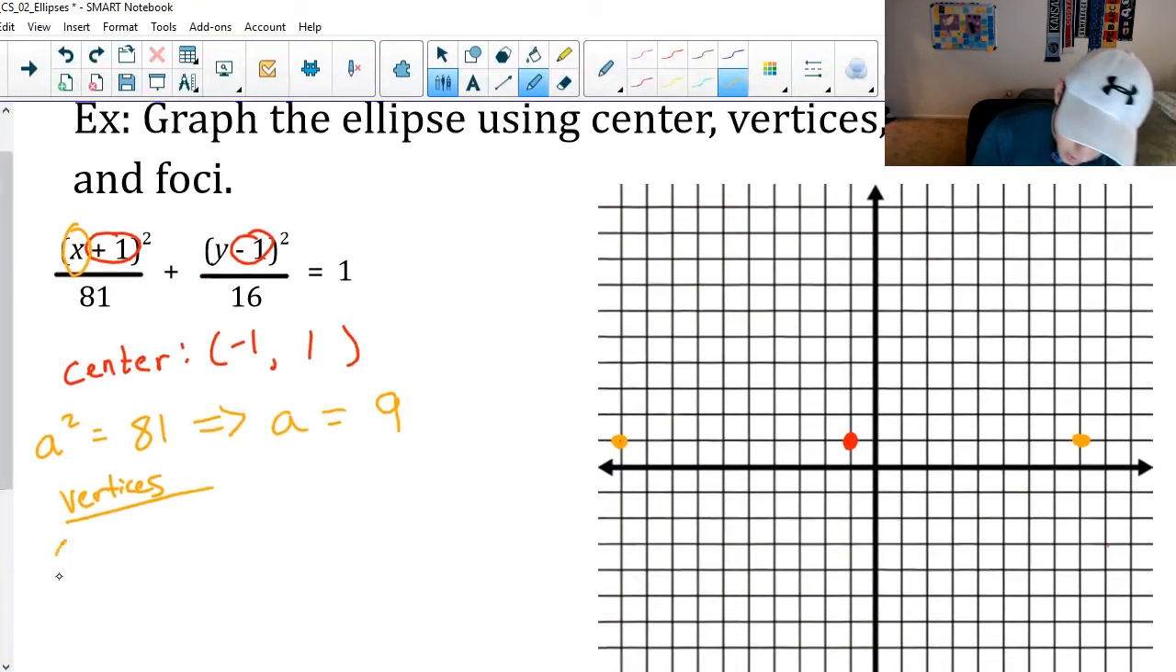We can actually list what those points are then. The y value compared to the center should stay the same since we're only moving left and right. So -9 would be -10. +9 would be 8.